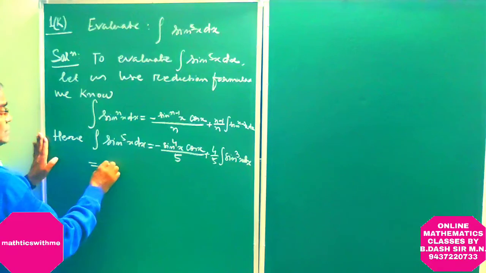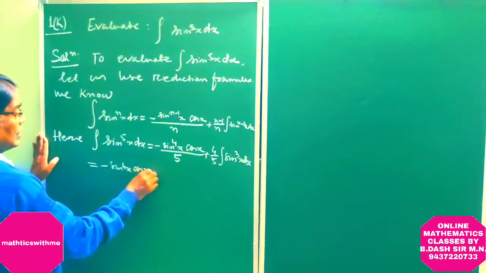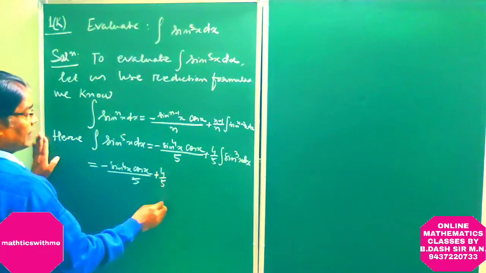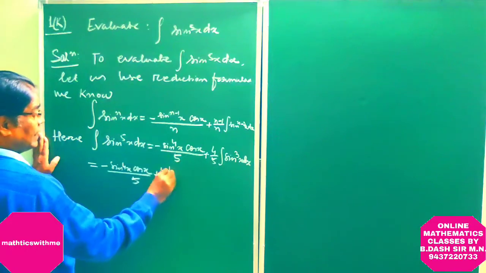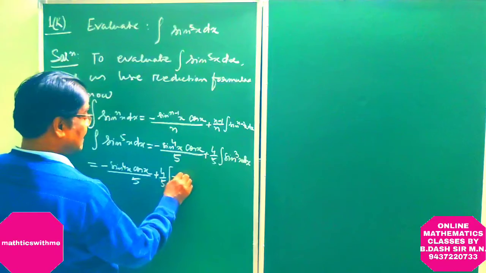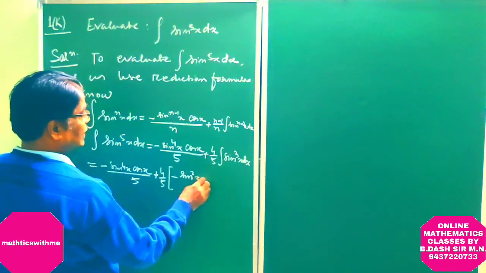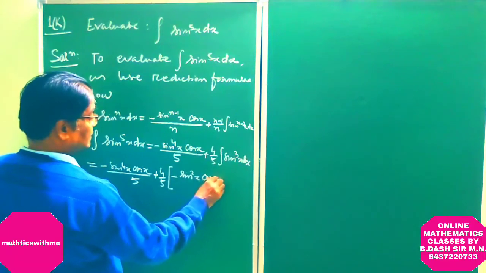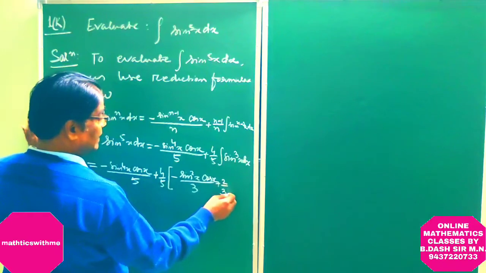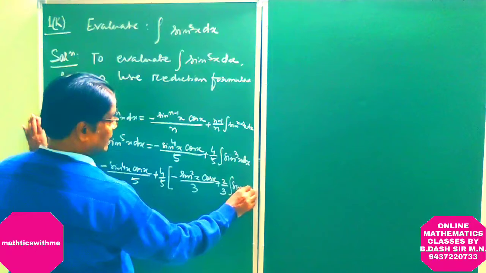This is equal to minus sine to the power 4x cos x by 5 plus 4 by 5. Again we have to apply the reduction formula. This is minus sine square x cos x by 3 plus 2 by 3 integration sin x dx.